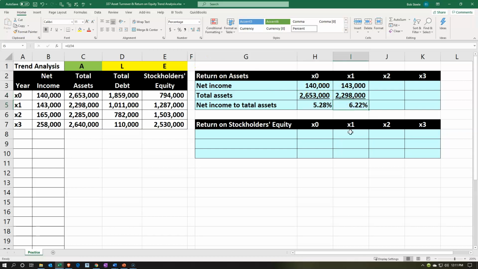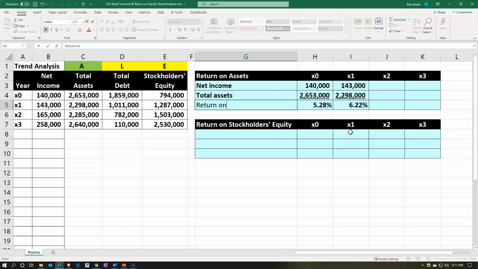Now we see the net income to total assets, which we can also call return on assets, just to be consistent, same thing. And that's going to be an increase. So that's good. We had an increase. Why did it increase? We can look at the two components of what we have right here.